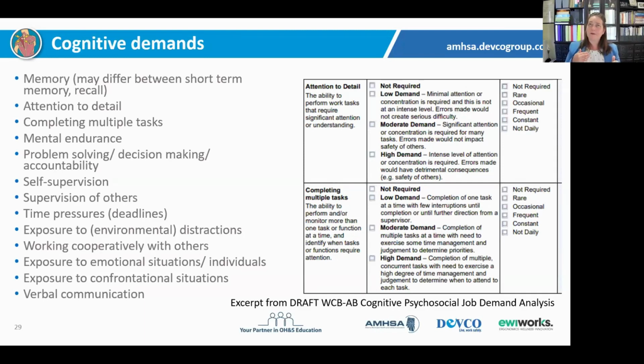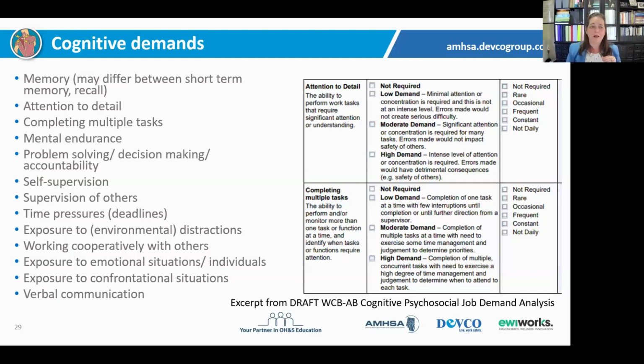So there's been a lot of interest over the last few years, especially, I'd say probably over the last 5 to 10 years, with having cognitive demand assessments and cognitive demand templates and incorporating those into job demand assessments. So there are many that are being used right now. I know WCB Alberta is trialing out a template right now specific for cognitive demands, and this is an excerpt from their draft. What I really like about templates like this is that it really spells out the intensity that's required as well as the frequency.